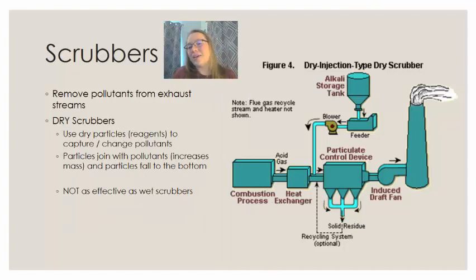Now, the dry scrubber is similar to a wet scrubber. However, instead of using a liquid mist, we are using dry particles to capture and change those particulate pollutants, again causing them to fall to the bottom and be collected. Now, dry scrubbers are not as effective as wet scrubbers. However, they still are improving the air quality, and they are reducing the amount of pollution that is coming out of the smokestack.